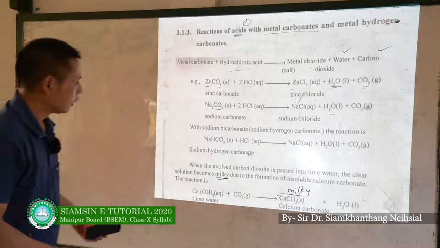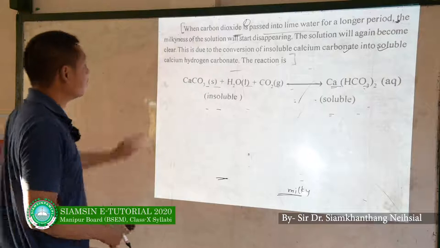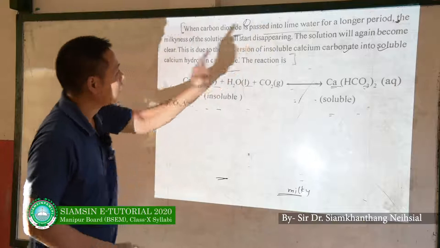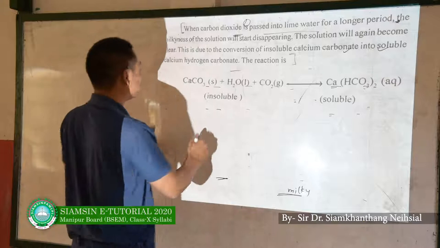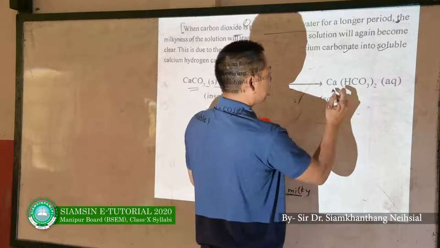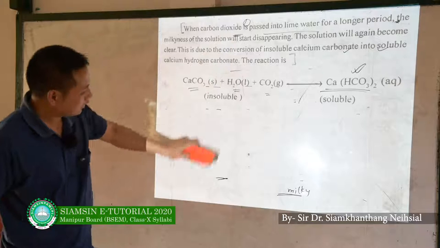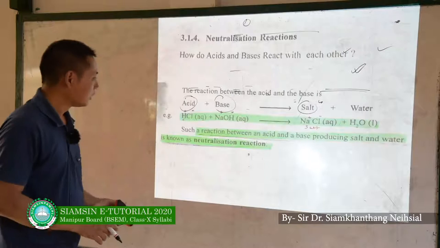If you pass that CO2 into the lime water for a long period, the milkiness will start disappearing, and the solution will again become clear. Calcium carbonate, water and CO2 form the final product, calcium bicarbonate, which is soluble, and this is the reason why the milkiness turns to a clear solution. So a reaction between acid and base producing salt and water is called neutralization.